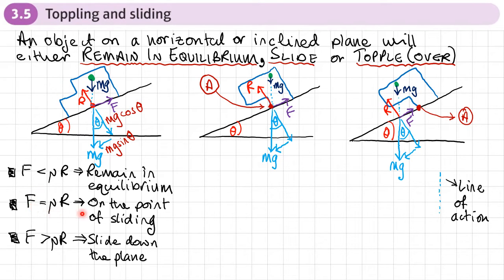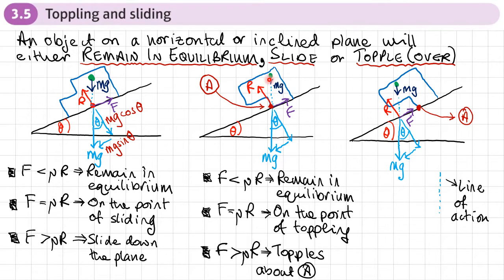If F is equal to mu R, this will be just on the point of starting to slide down, and if F is greater than mu R, it will begin to slide down the plane in this direction like this.